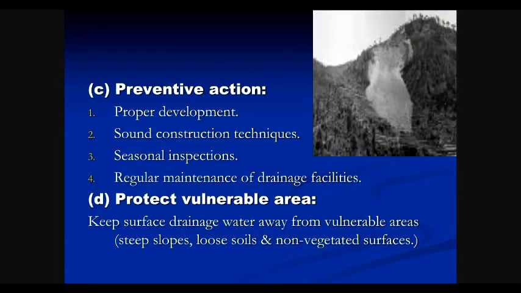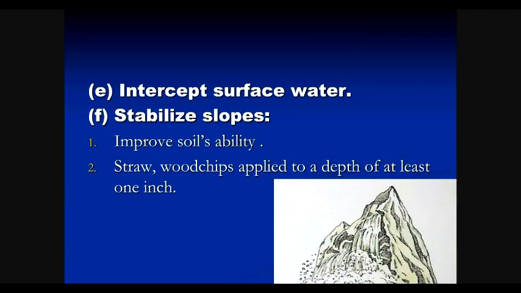Preventive actions: proper development, sound construction techniques, seasonal inspection, regular maintenance of drainage facilities. Protect vulnerable areas. Keep surface drainage water away from vulnerable areas, steep slopes, loose soil, and non-vegetated surfaces. Intercept surface water and stabilize the slope. Improve soil stability. Straw or wood chips applied to a depth of at least 1 inch.